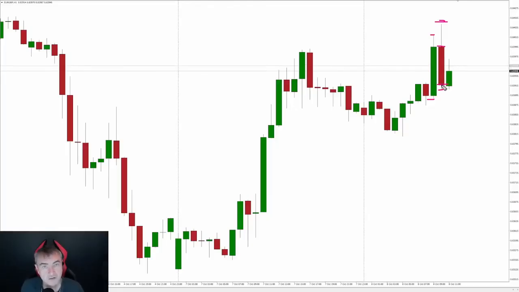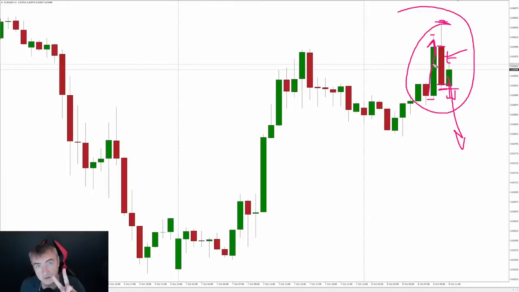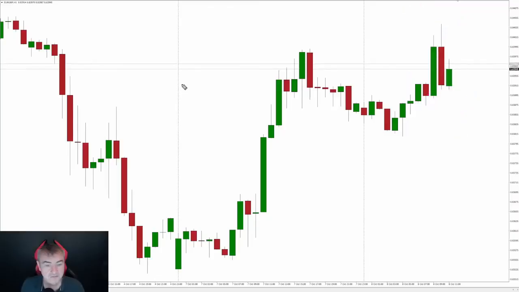Now the bears have taken control, but what I need to now do is wait and see if we put in a lower high and a lower low, i.e. the bears continue this move, which means the bulls have run out of steam. That's a short. 2 candlesticks telling me the same thing. The bears are in control. So when you see your shooting star, you wait.